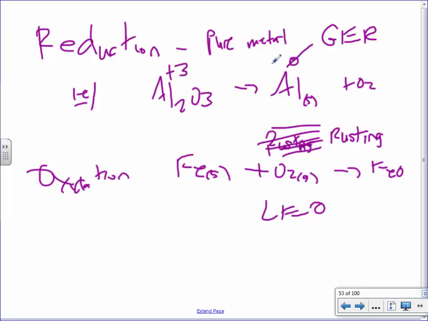And if you go from positive to 0, it must mean you've gained electrons, because that's how you get more negative: as you gain electrons. Whereas here, this iron would have been a charge of 0, and then over here it goes to being in a compound, so it has a charge of +2. To go from 0 to +2, to become positive, the only way is you lose electrons.